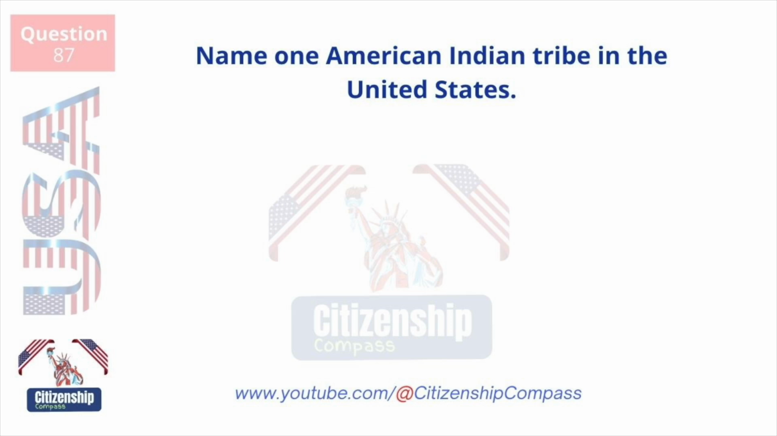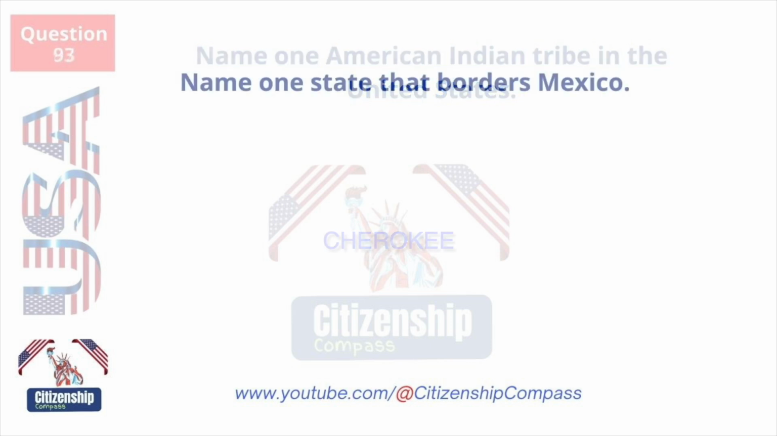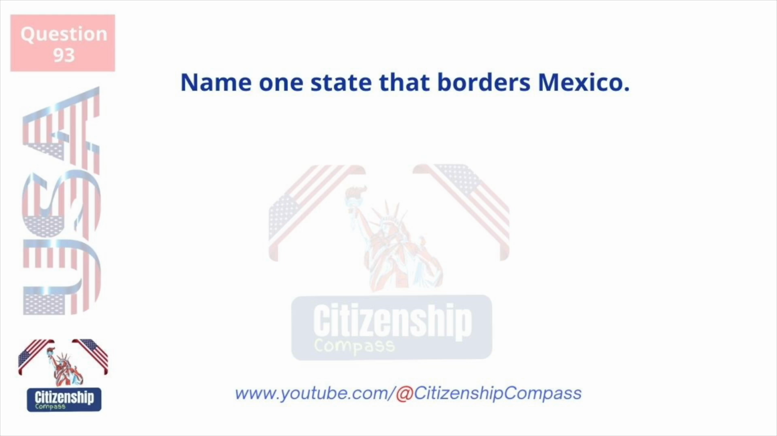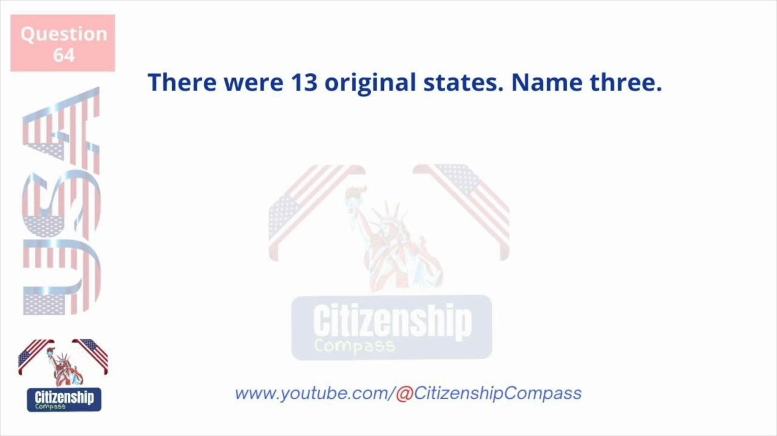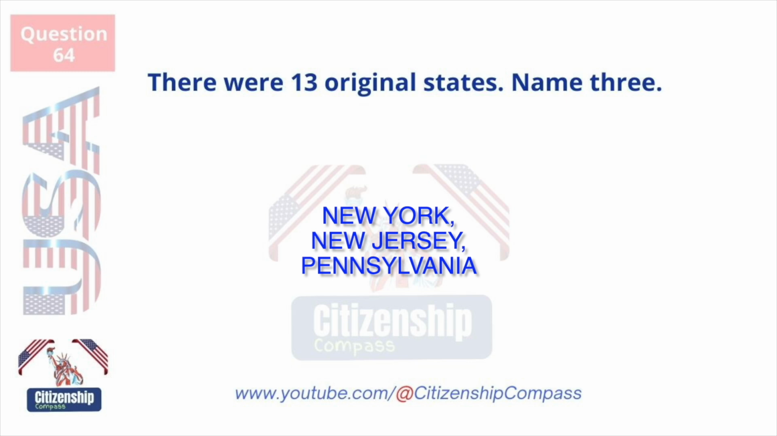Name one American Indian tribe in the United States. Cherokee. Name one state that borders Mexico. Arizona. There were 13 original states. Name three. New York, New Jersey, and Pennsylvania.